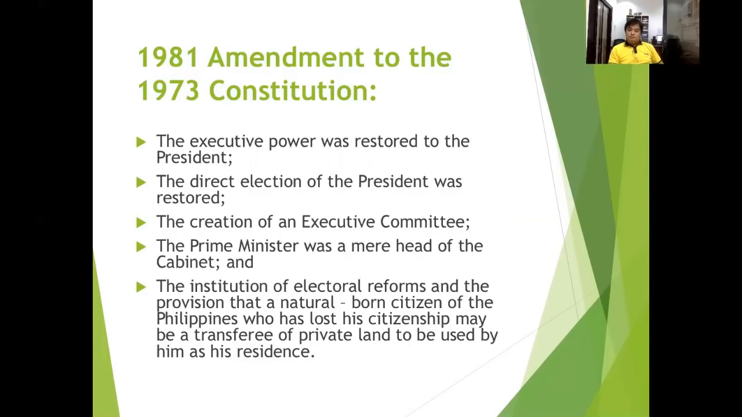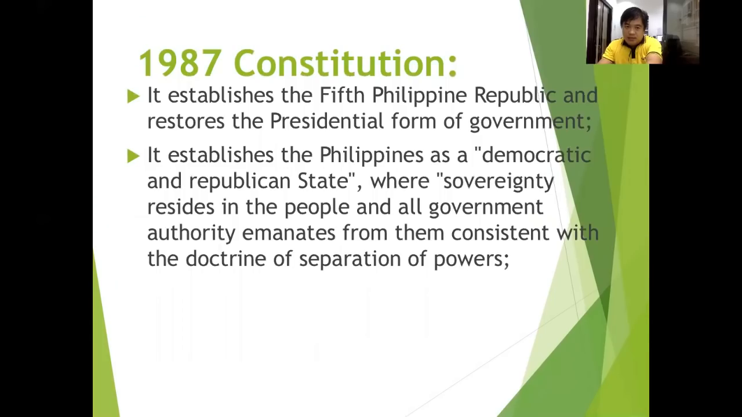So comes now the 1987 Constitution. So, you may ask, what happened? Why is it that we have the 1987 Constitution from 1973? So the 1973 Constitution had undergone several amendments. Afterwards, the 1987 Constitution was enacted. So what happened?